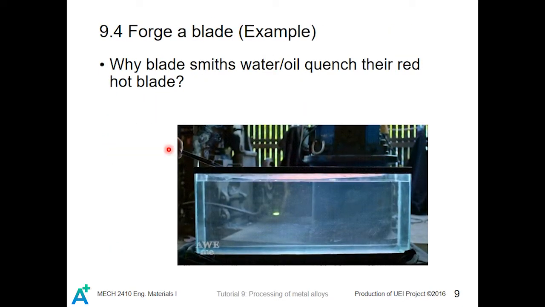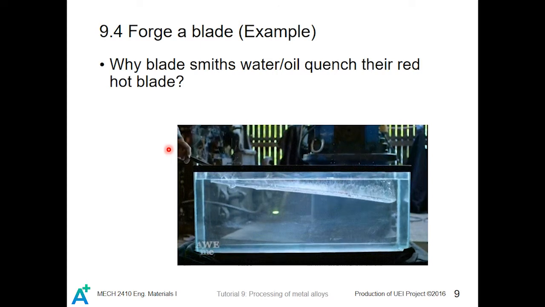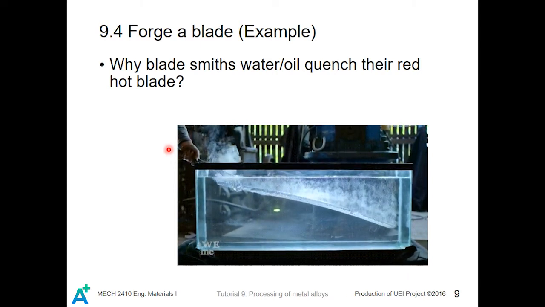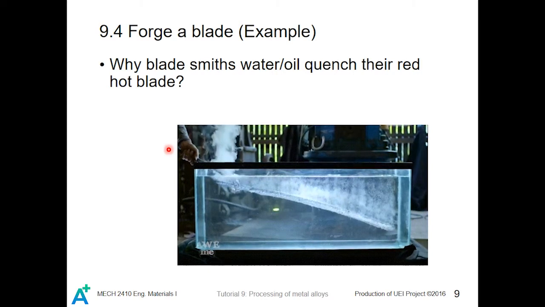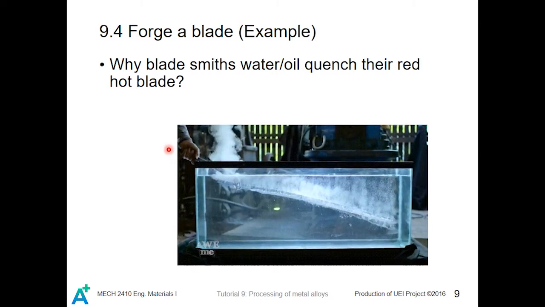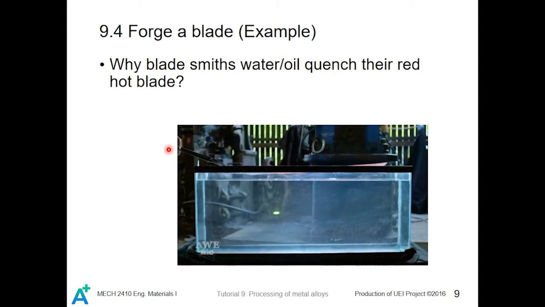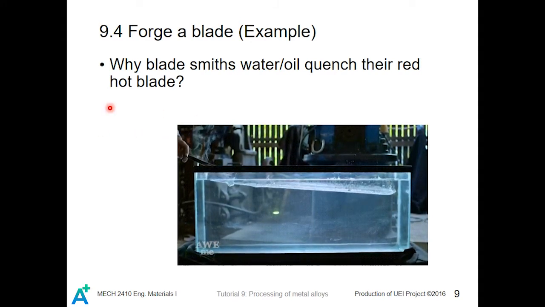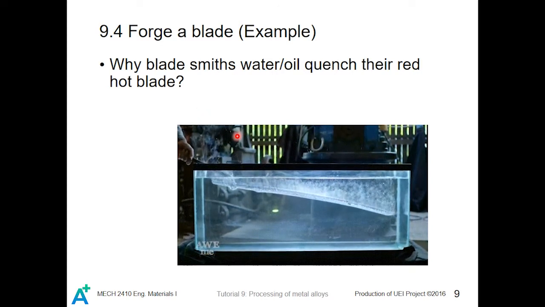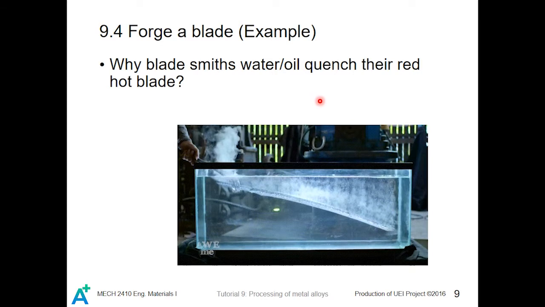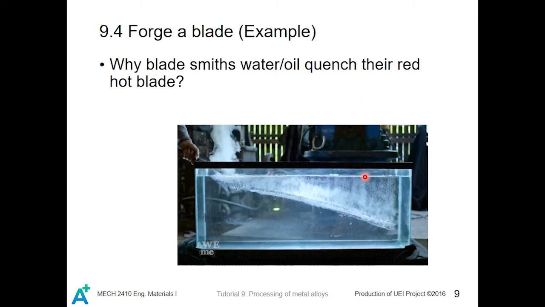So here is an example of again forging a blade. After blade smiths complete their forging process, they usually reheat it to some temperature, and then water or oil quench their red hot blade. What's the reason? What's the rationale behind it?